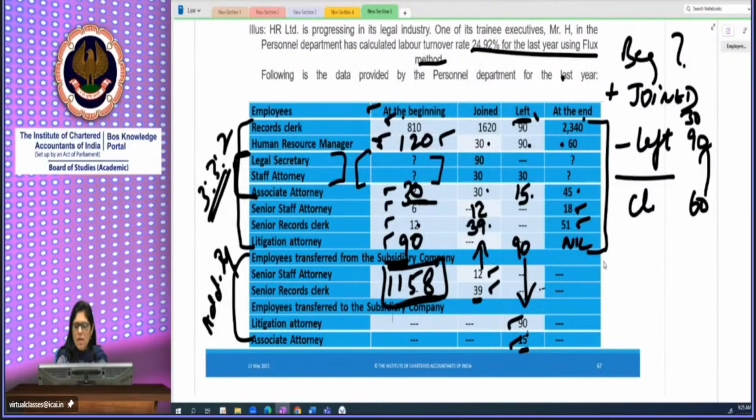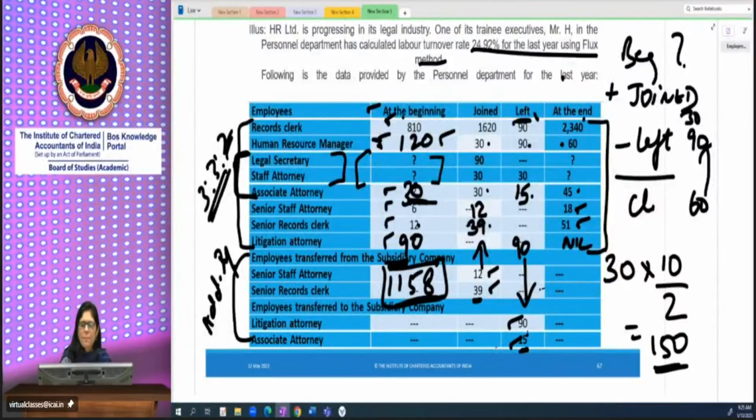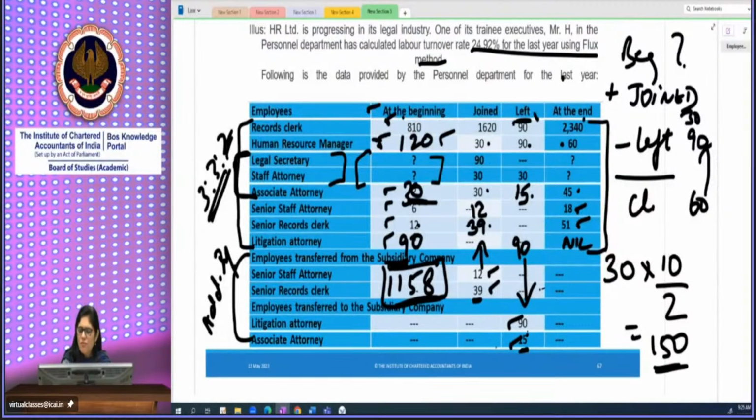So if 30 is the 2 part of the ratio of 10, how much is the total? You can see here, 30 has to be 2 out of 10. So how much is the total? 30 into 10 divided by 2. So the total is 150. Out of 150, 30 belongs to associate. So the balance is 120.